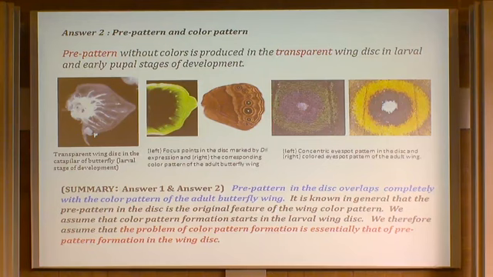So it is generally known that the pre-pattern in the disc is the original feature of the wing color pattern. The color pattern formation process starts in the larval wing disc. We therefore assume the program of color pattern formation of the butterfly wing is essentially that of pre-pattern formation in the wing disc.